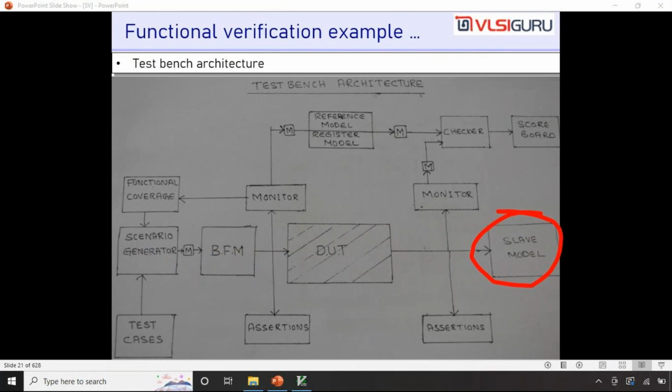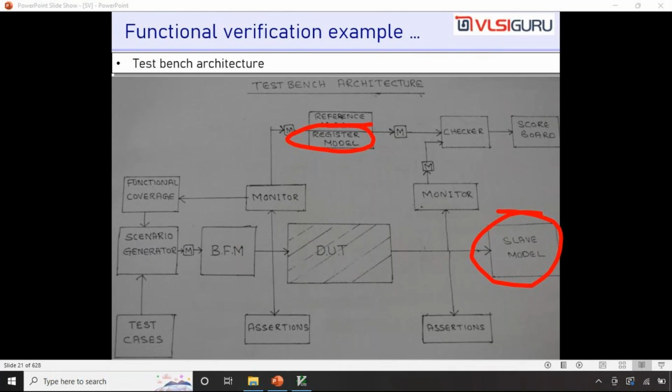Then this is the what number? Ninth or eighth? Then what else do you have? Register model. The 10th model. Let it be the 10th one. So the test bench consists of almost 10 types of components. Now the best part here is, our whole next 4 to 5 months of training is only about how we develop these components. That's it.